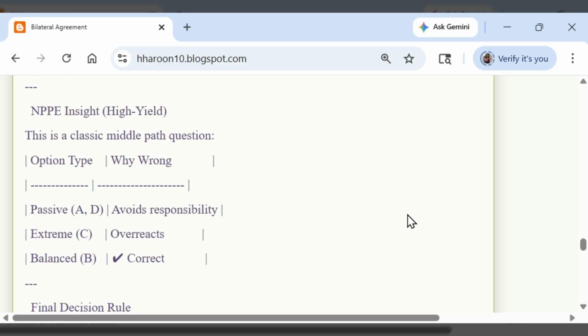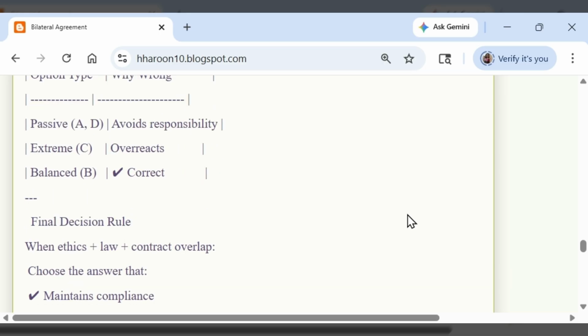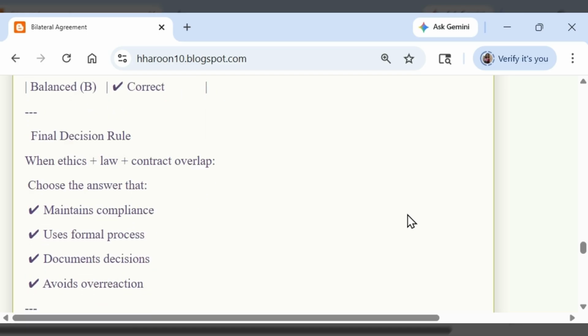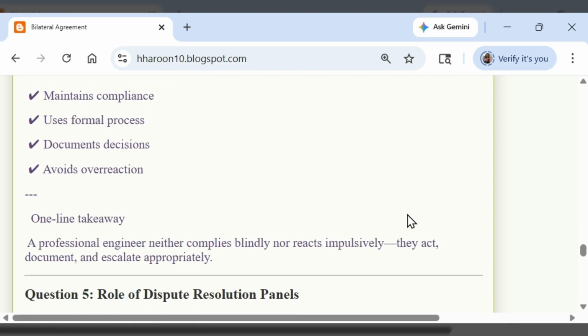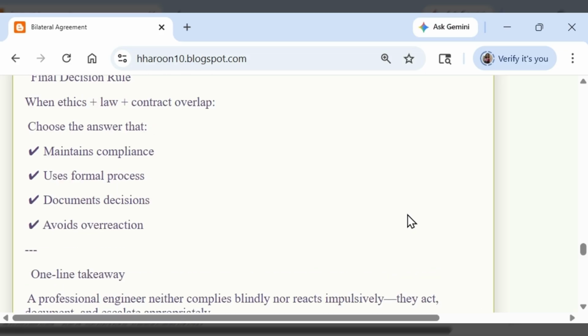Final decision rule. When ethics plus law plus contract overlap, choose the answer that maintains compliance, uses formal process, documents decisions, and avoids overreaction. One-line takeaway: a professional engineer neither complies blindly nor reacts impulsively. They act, document, and escalate appropriately.